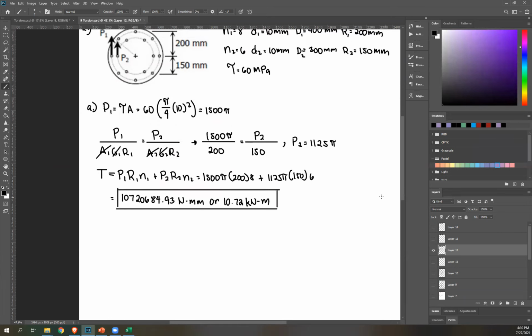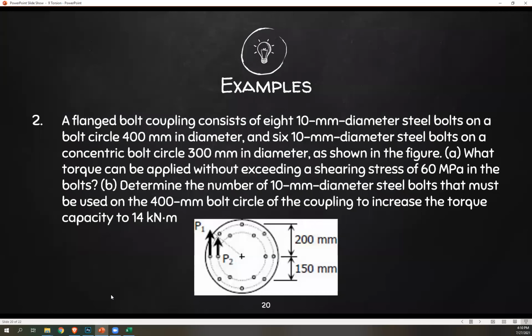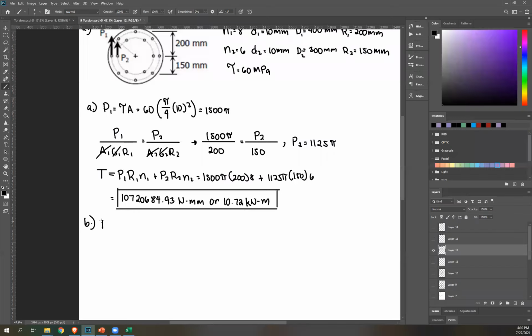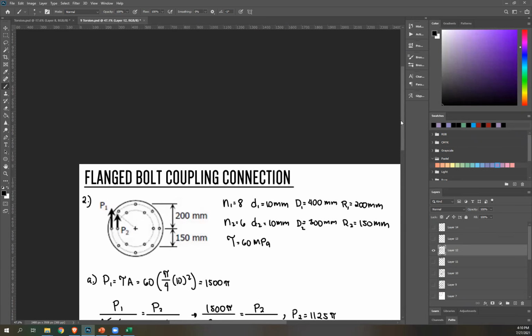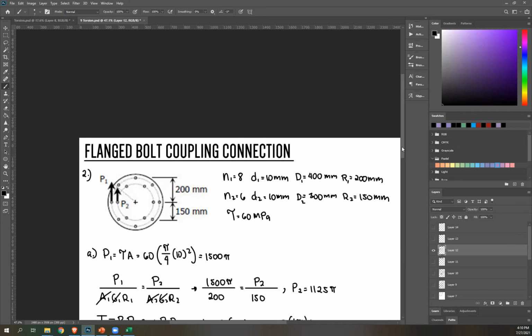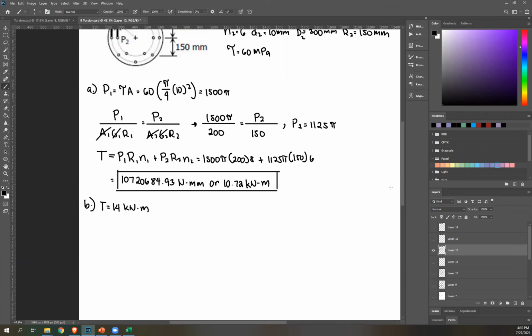Next, let's move on to letter B. And what's letter B? Additional 10 millimeter diameter bolts on the 400 millimeter bolt circle to increase torque capacity to 14 kilonewton meter. So now our torque capacity is 14 instead of 10. We're adding on the 400 coupling, so meaning that is at N1, because that's your 400.